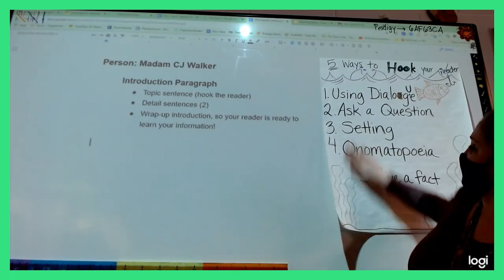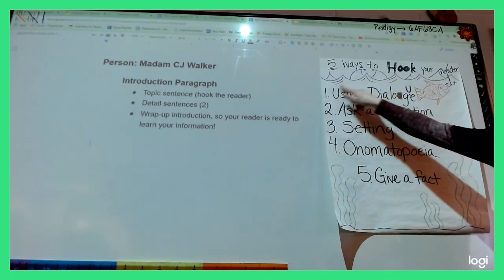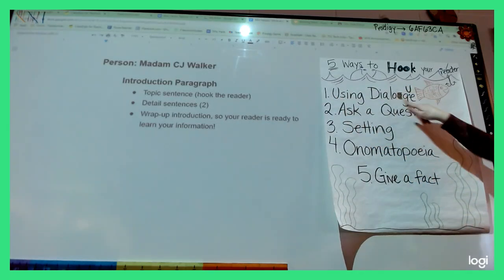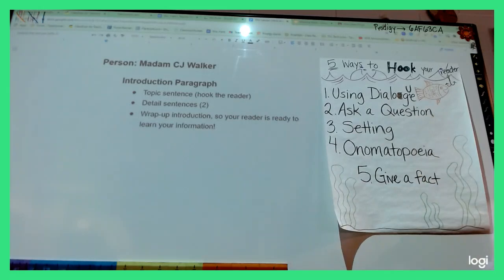So we talked before about 5 really good ways to hook your reader. So the first one, using dialogue, and you can see right here, even teachers make spelling mistakes. I always forget where that U goes. So dialogue is when you say like maybe a quote that someone said. Now that's a little harder, so if you're not confident doing that, don't worry about that one. You could start by asking a question.